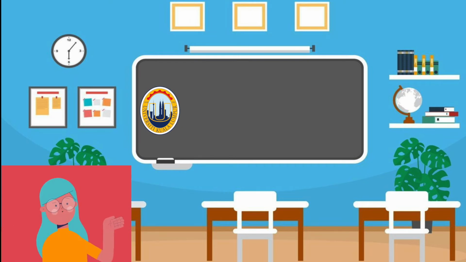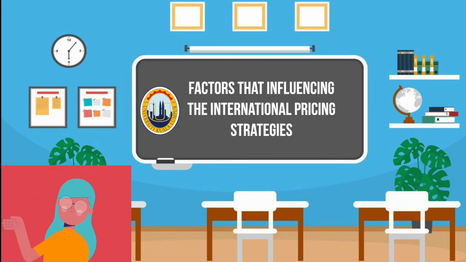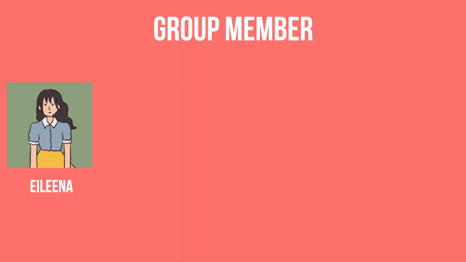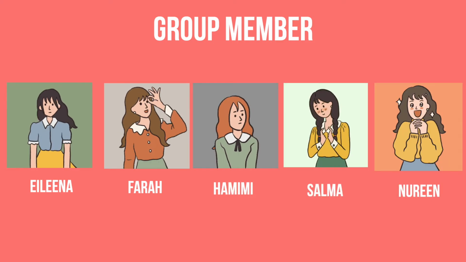We are from Class IB20 and Group 2 will be talking about factors that influence international pricing strategies. This group consists of 5 people, which is me, Eileena, Farah, Hamimi, Salma and Nureen.